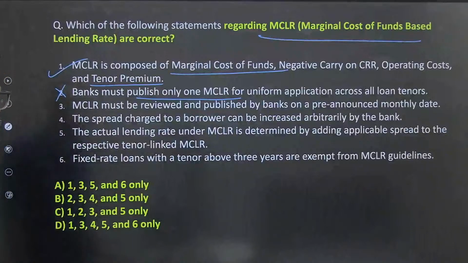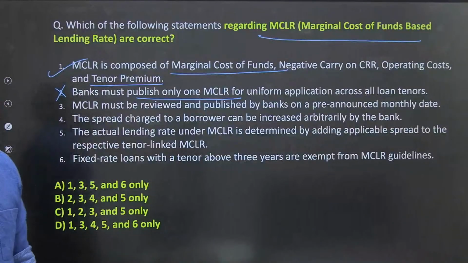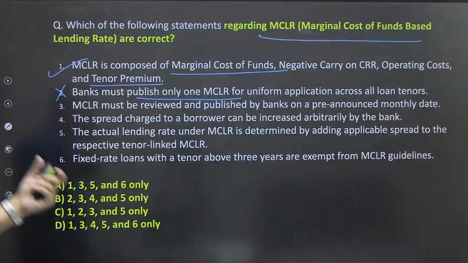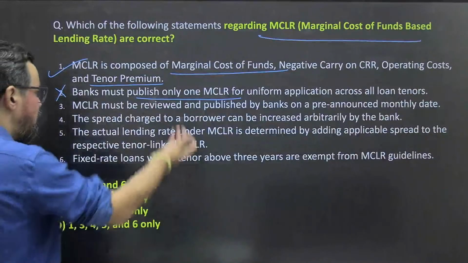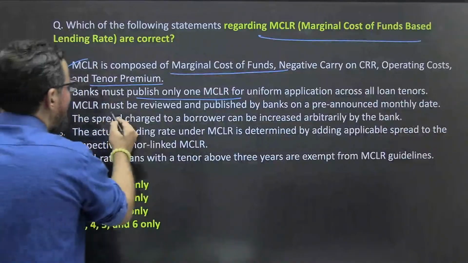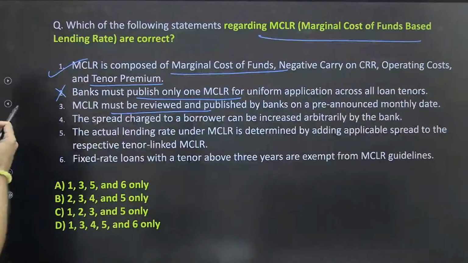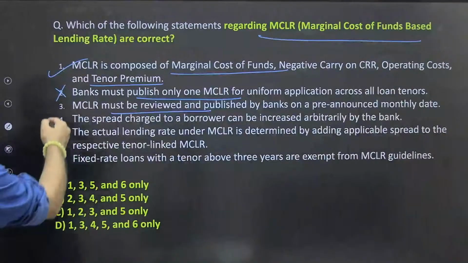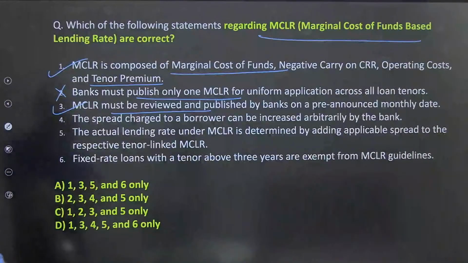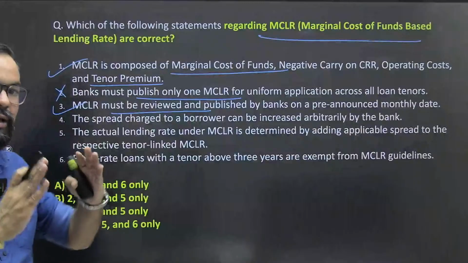There is no such thing for car loans. अच्छा, what do you say about this particular statement, guys? It should be wrong, ठीक है? We have different MCLRs for different tenures, otherwise it will become the base rate. MCLR must be reviewed and published by the bank on a pre-announced monthly rate. 100% true, ठीक है?